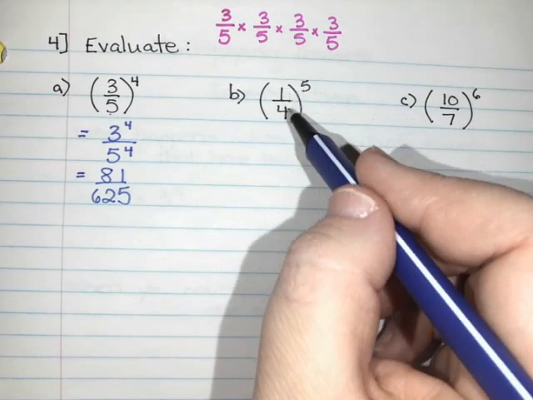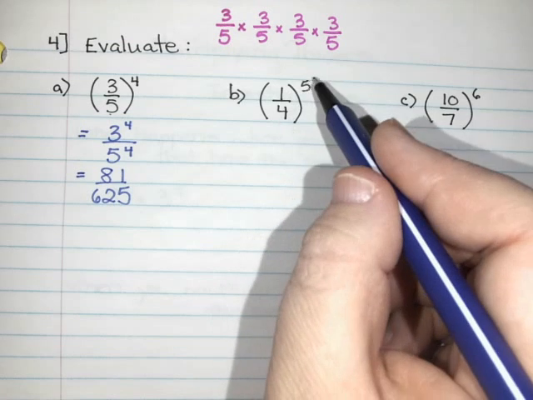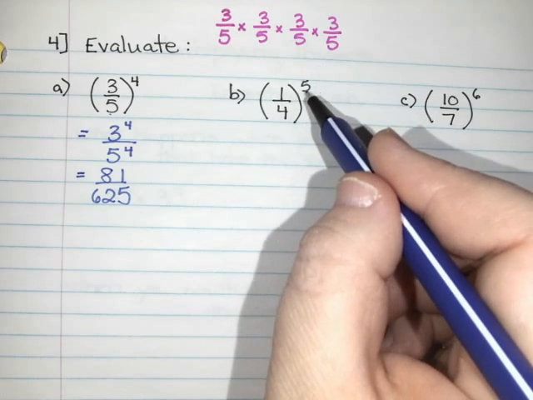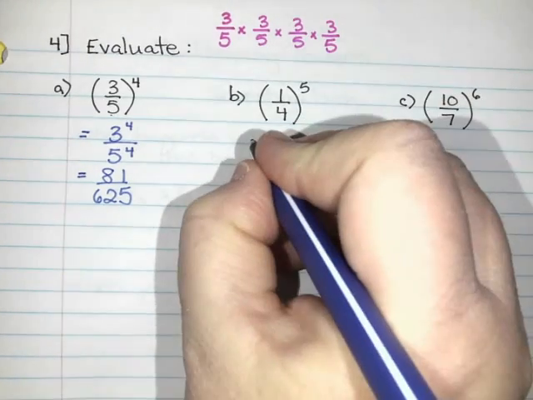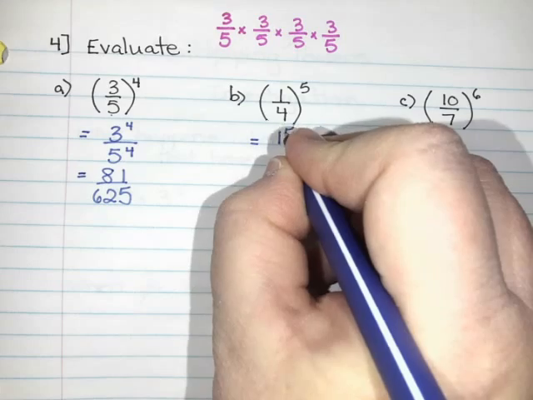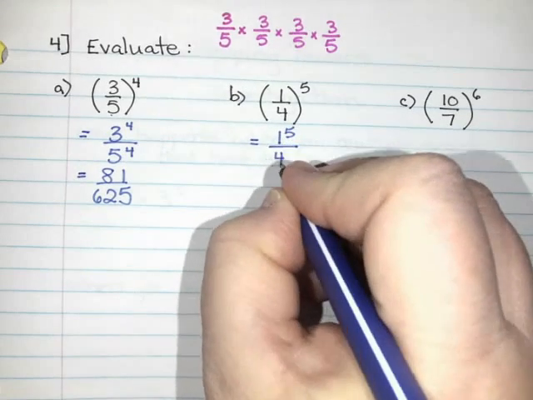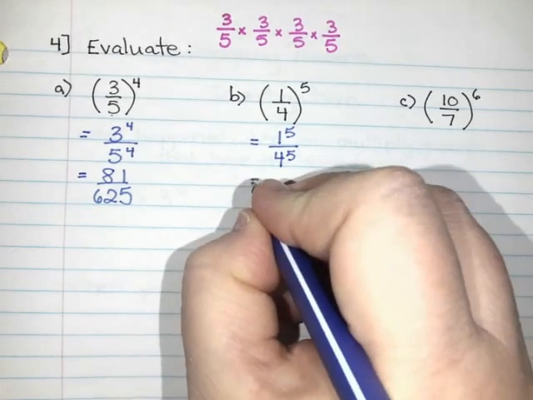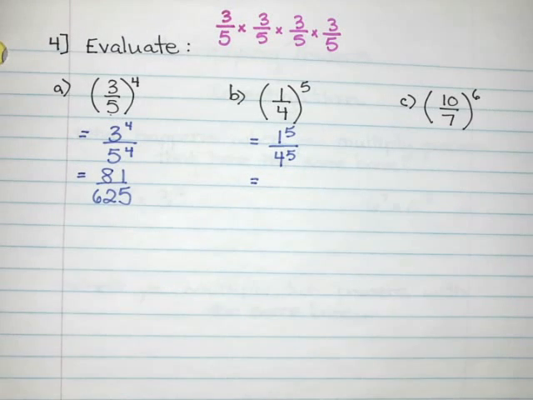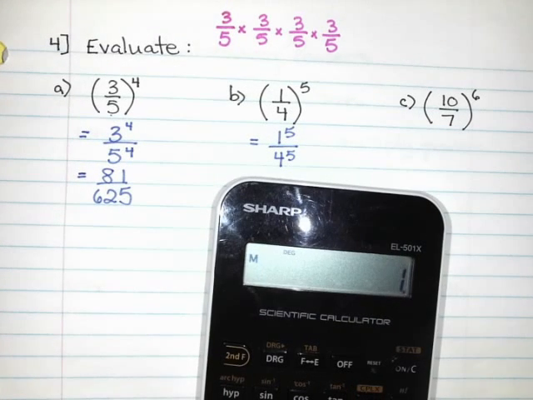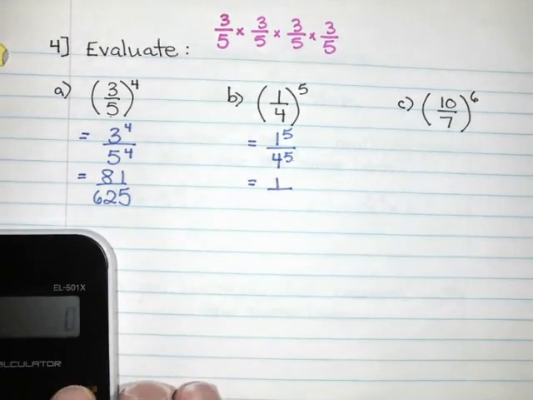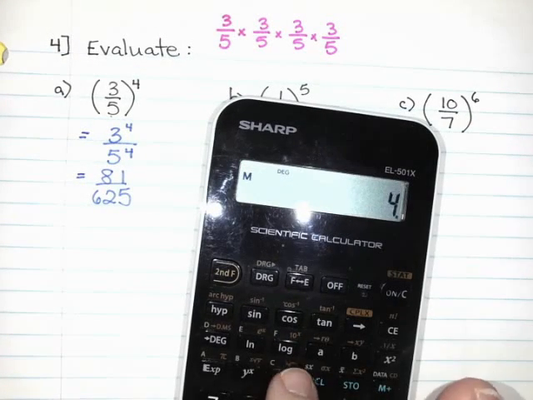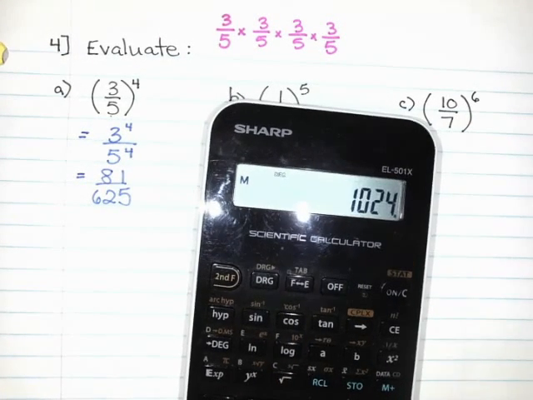I have 1 over 4 to the power of 5. So I could multiply this by itself 5 times. That seems like a lot of extra work. This is really just 1 to the power of 5 divided by 4 to the power of 5. Now, I could do 1 to the power of 5 on my calculator, but we just talked in the previous video about how 1 to the power of anything is just 1. So that does equal 1 on the top. And then on the bottom, 4 to the power of 5 is 1,024.